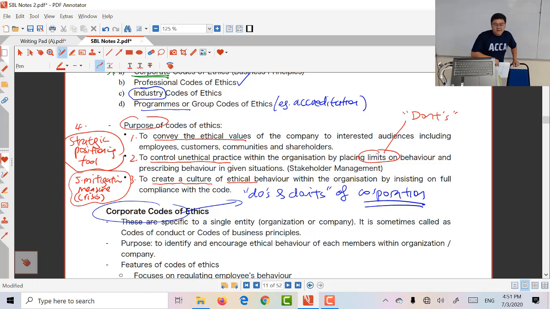Okay, what is strategic positioning tool? We are talking about image or reputation. Sometimes you associate the brand with a product. For example, when you want to buy instant noodle, you just tell people, go buy Maggi Mee. So everybody is Maggi Mee. All instant noodle is Maggi Mee. Okay, go buy Maggi Mee. But what do you want? I want the Korean one. But you still use the word Maggi Mee.